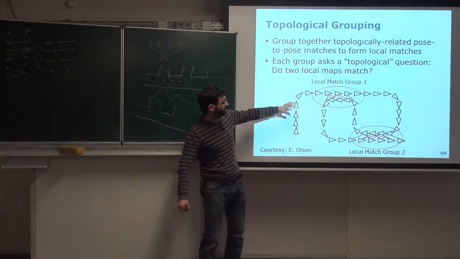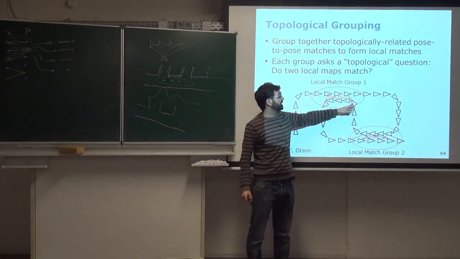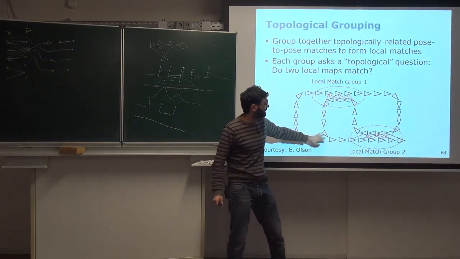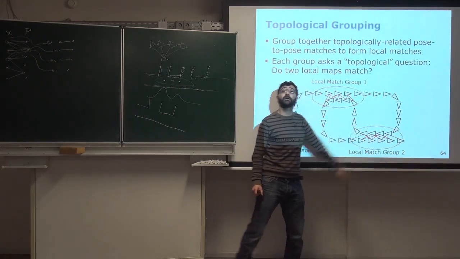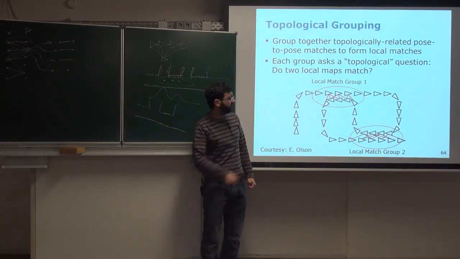So the topological grouping, as I said, is: the robot goes around and at some point comes here, and there are a lot of matchings with these poses here, then goes around again, and there are a lot of matches with these poses again. And this part here is a first group, this part here is a second group.